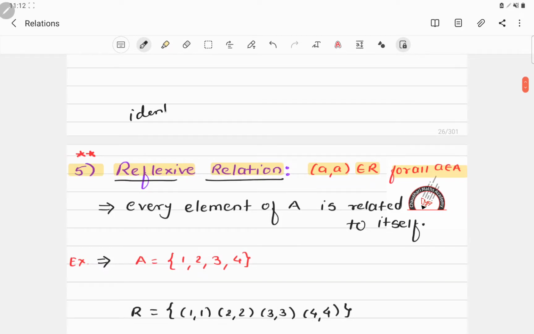If it is an identity relation, then we say (a, a) belongs to the relation. Then in case of reflexive relation, I am doing the same thing: (a, a) belongs to that relation.